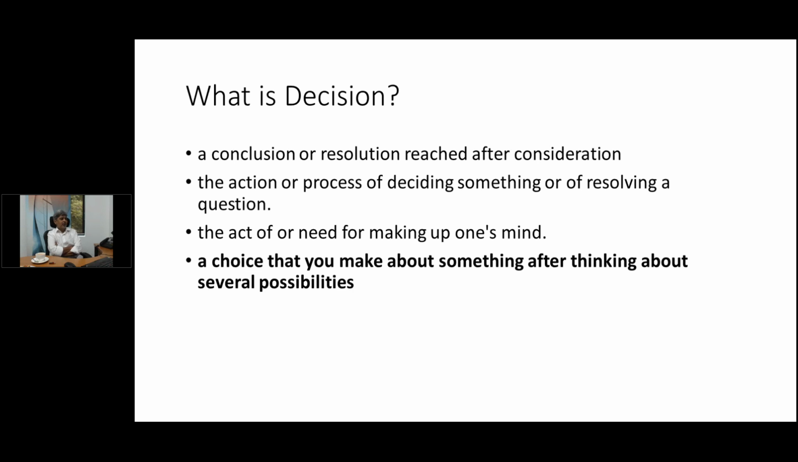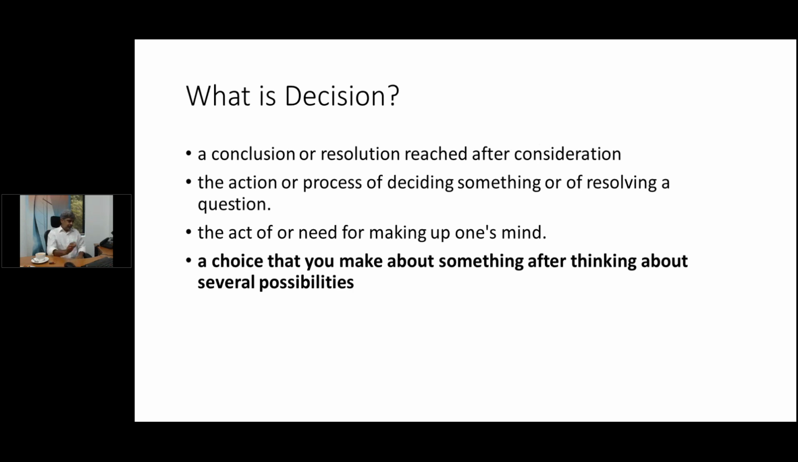And the third one is the act of making up one's mind. Sometimes we make up our mind to do this thing and to solve the problem in that way, and normally we do it that way. Then a choice that you make about something after thinking about several possibilities. So again, we have multiple solutions. We have a variety of solutions available to us, and we need to select what is the best solution.